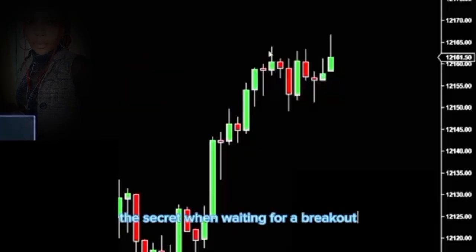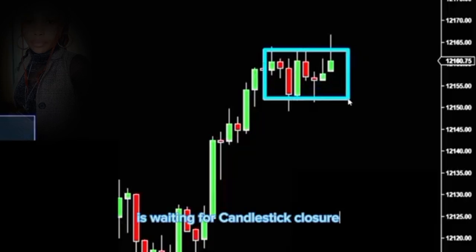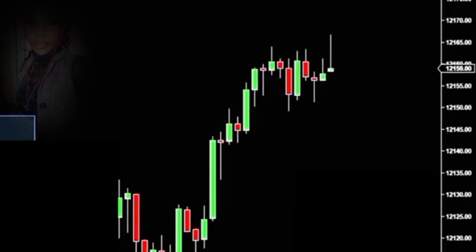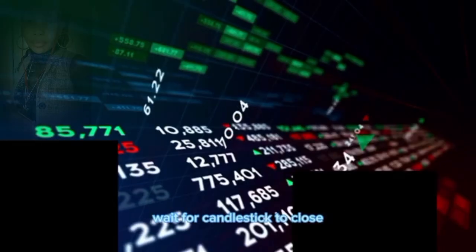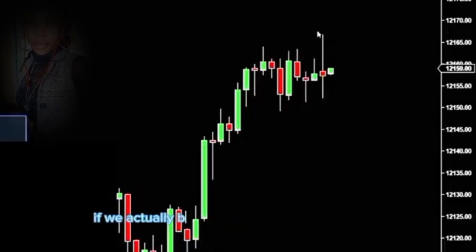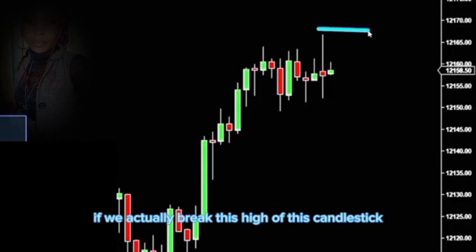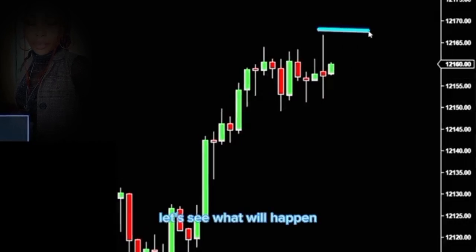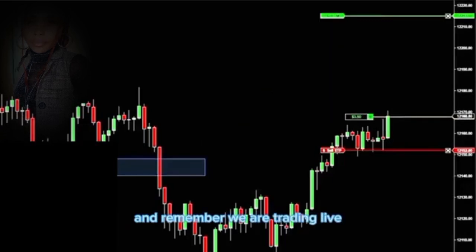The secret when waiting for a breakout is waiting for candlestick closure, because something like this can happen. So wait for the candlestick to close, watch and see where it closes at. So, if we actually break the high of this candlestick, that shows a lot of strength. So, let's see what will happen, and remember, we are trading live.